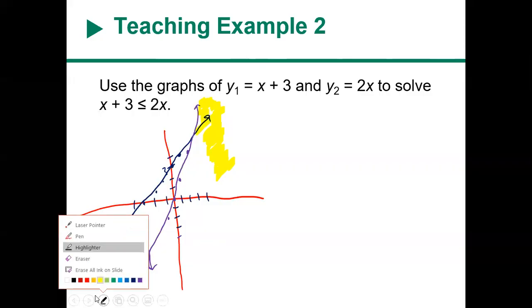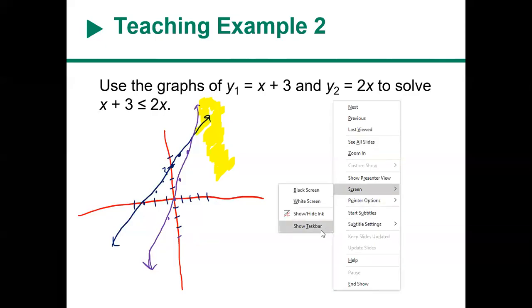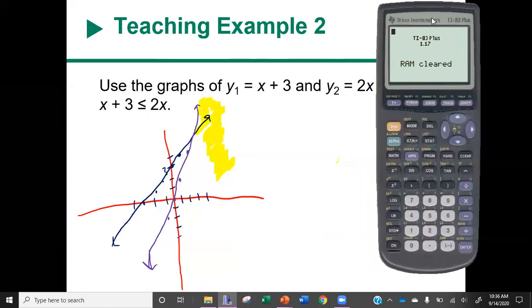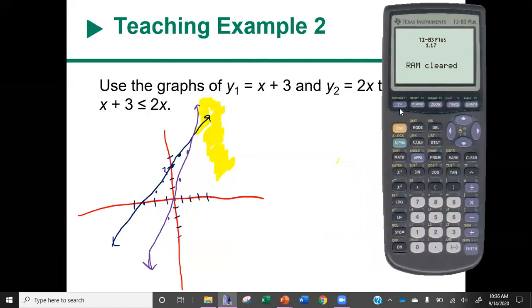So we're going to now take a gander on El Calculadora. Here's my beauty. So I go to y equals, and in y equals, I'm going to put in x plus 3, and I'm going to put in 2x. And I'm going to graph it and show you what it looks like graphically. So I just want y'all to see, my graph is pretty darn close to that one. Pretty darn close, right?